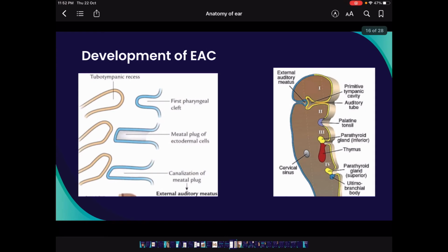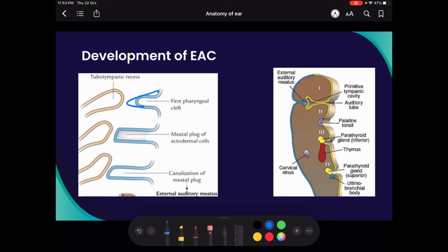Development of the external auditory canal. The external auditory canal is mainly developed from the first pharyngeal cleft. The first pharyngeal cleft grows medially and forms the external auditory meatus. Generally, as we know, the cartilaginous part is completely developed at birth, whereas the bony part is not completely developed at birth.